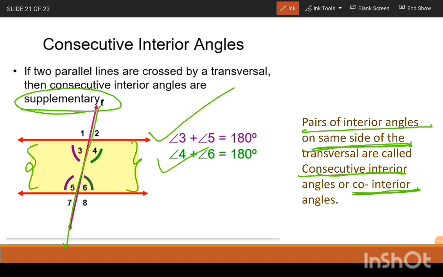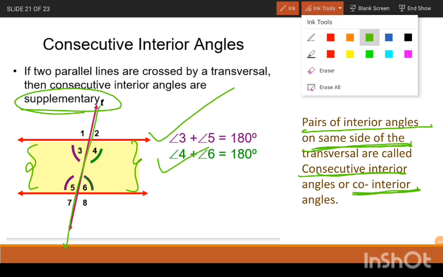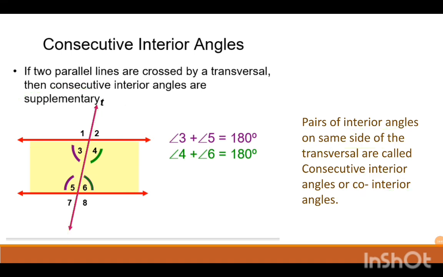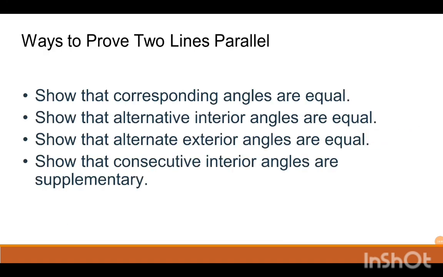So this is the last topic, that is how we can prove the two lines are parallel. We can show that corresponding angles are equal, that alternate interior angles are equal, or alternate exterior angles are equal, or lastly that consecutive interior angles are supplementary. If any one of these conditions is satisfied, that means the two lines are parallel.